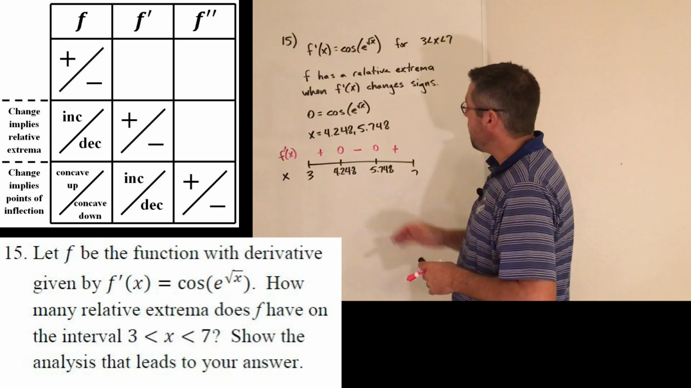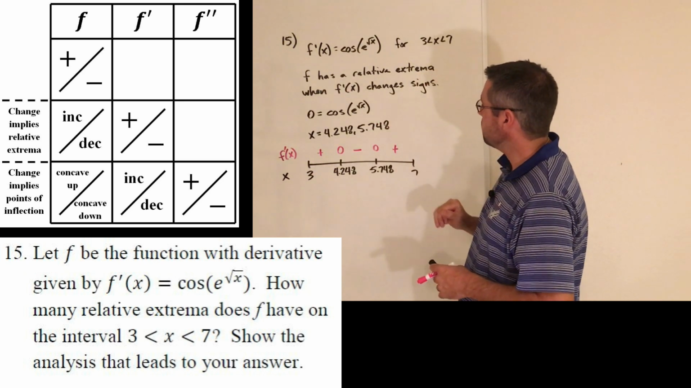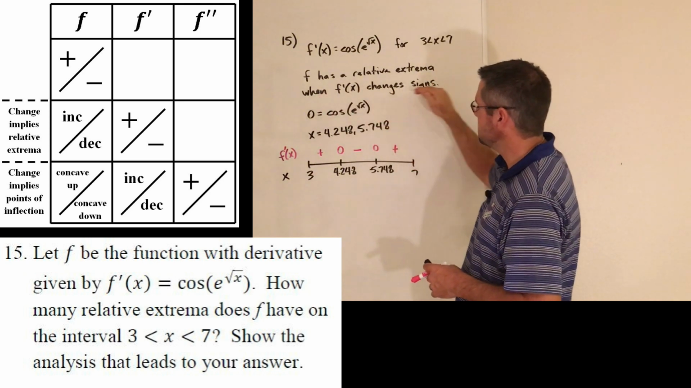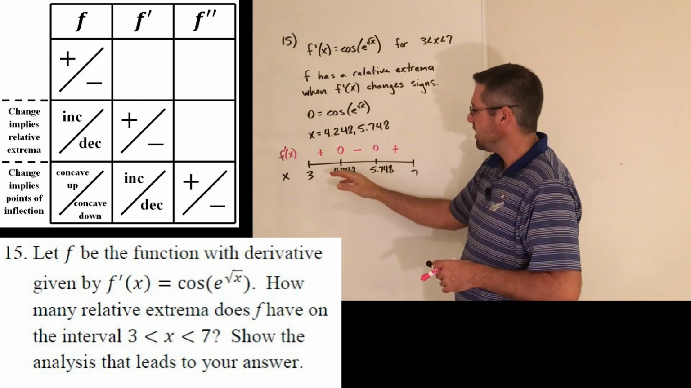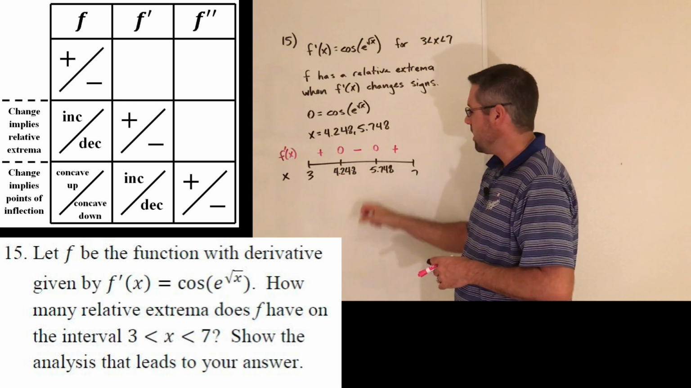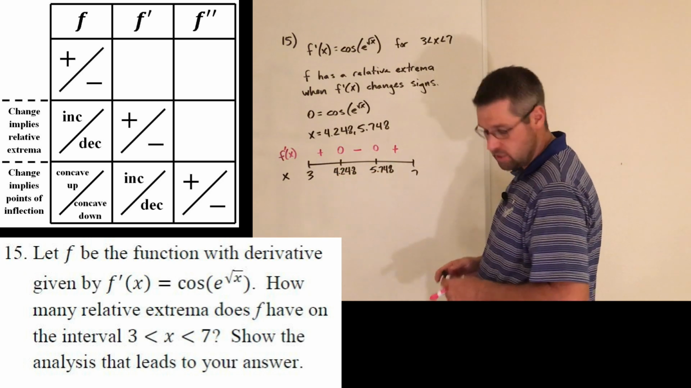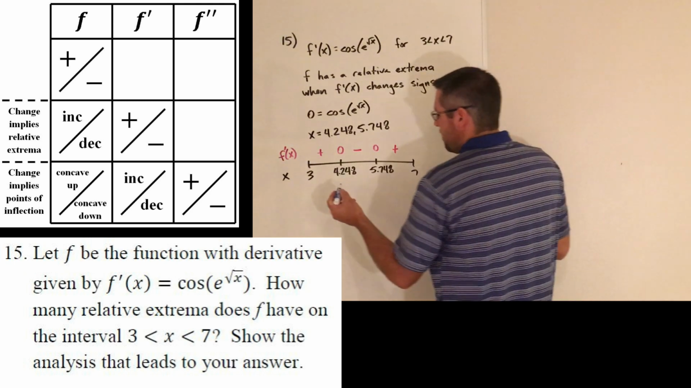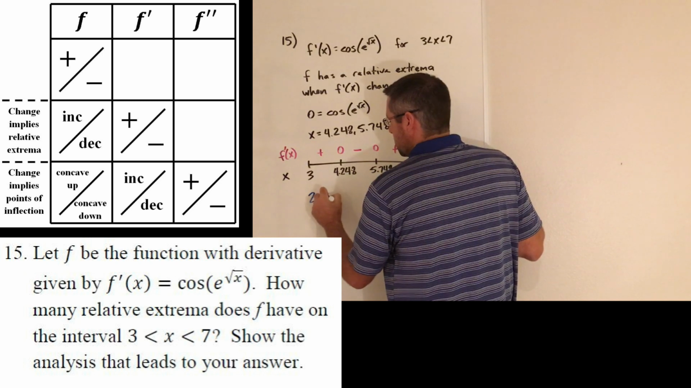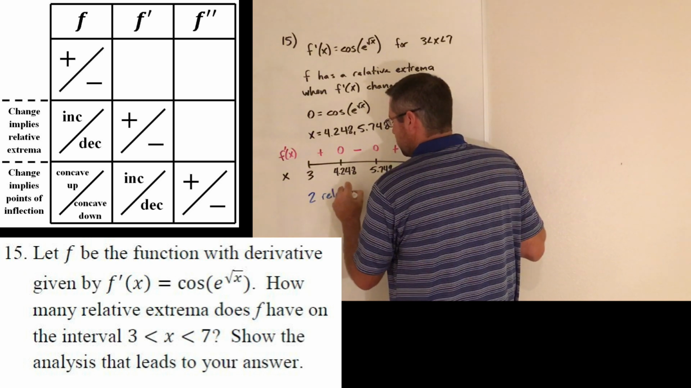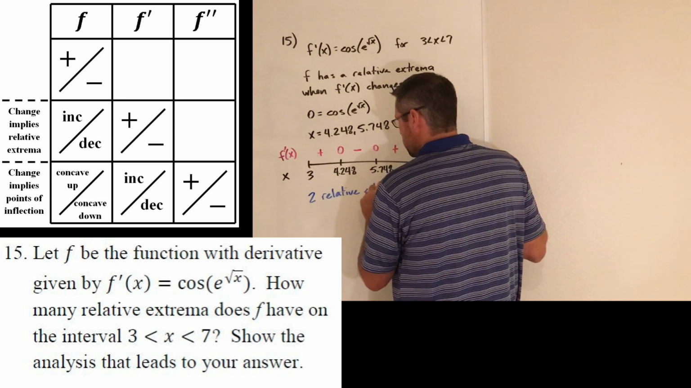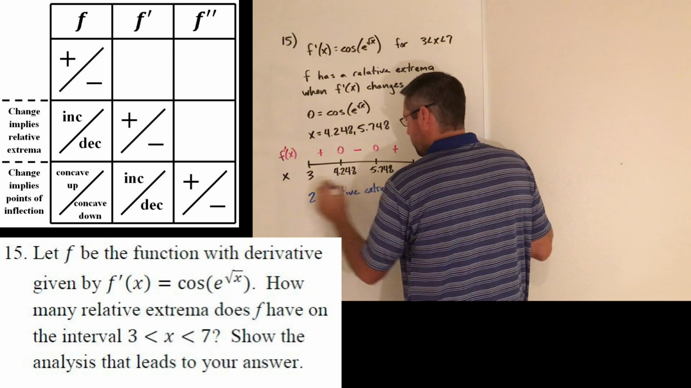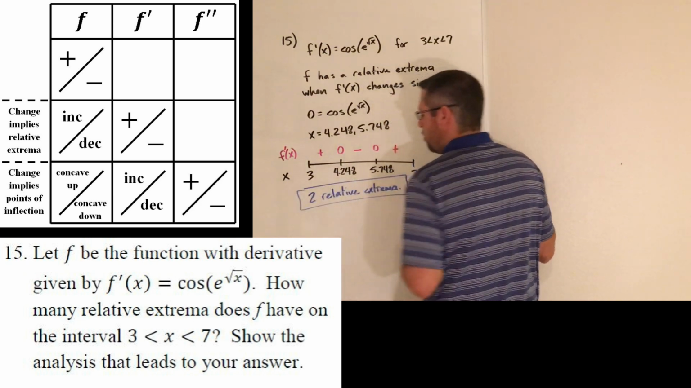But there we go. How many relative extrema do I have? Well, relative extrema occur when f prime changes signs. We see that we have a sign change at 4.248 and 5.748. And so we can conclude as an answer that we have 2 relative extrema, okay, for that open interval.